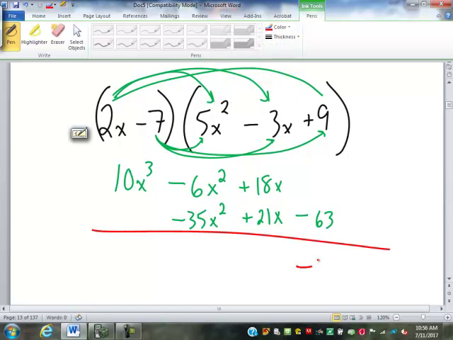So now I've got negative 63. 18x and 21x is 39x. Negative 6x squared and negative 35 is negative 41x squared. 10x to the 3rd.